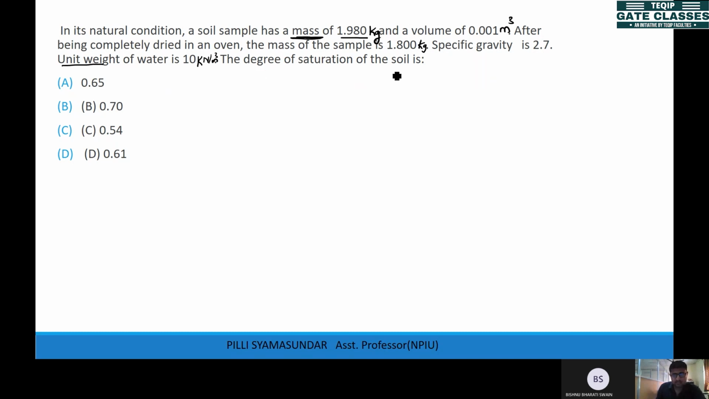So the degree of saturation of the soil is asked. It doesn't have any units, so you don't have to bother about the units. So S is being asked. What is S? Degree of saturation. Here you know the weights and the volumes, but the parameters are not given. So you have to go with the phase diagram. You have to draw the phase diagram.